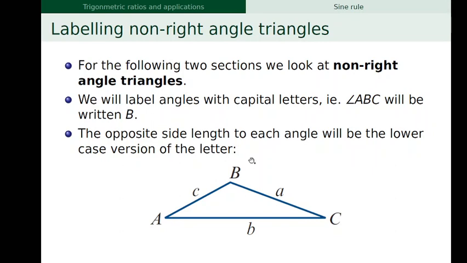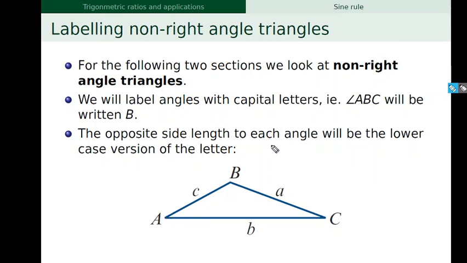Okay, we're going to look at the sine rule today, but before we do that, we've got to look at how we label non-right-angled triangles. So far we've been looking at right-angled triangles, and they're pretty easy to label because you've got your right angle, and hence you can work out that the hypotenuse is always opposite your right angle, all that kind of thing. So they're pretty easy to label, but non-right-angled triangles are a bit hard.